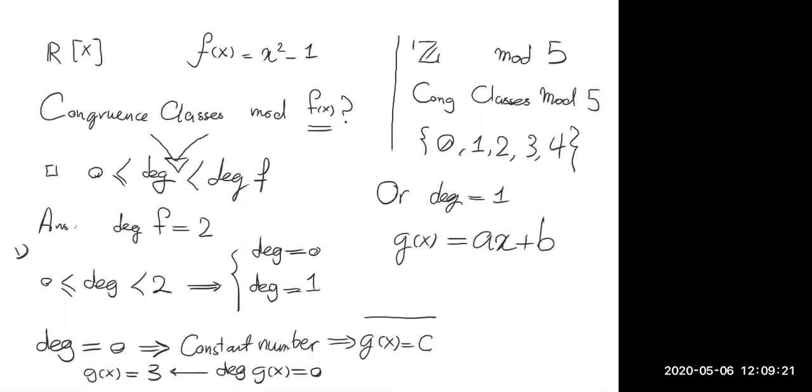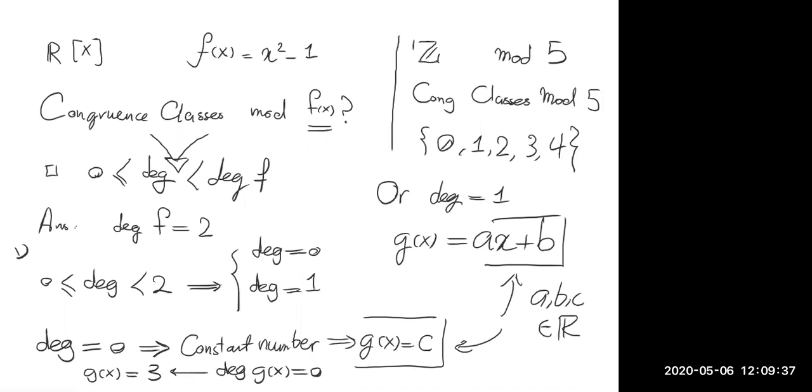And so that's it. These are all the congruence classes. So the congruence classes are either of the form ax plus b, or of the form c, where a, b, and c are real numbers. Okay, any question here?